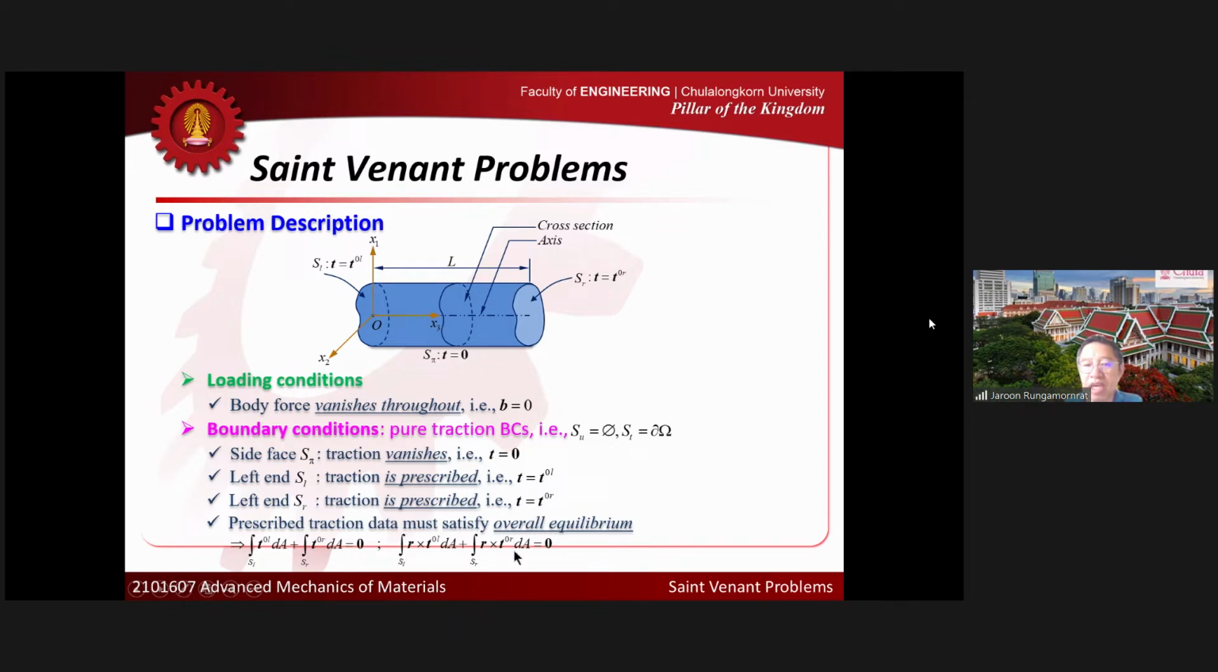If one of them or both of them are not satisfied, the body undergoes motion, and we will have acceleration. That is not the case that we are interested in. We need to make sure that before we solve the problem, we check that the left end traction and right end traction satisfy the two conditions here.